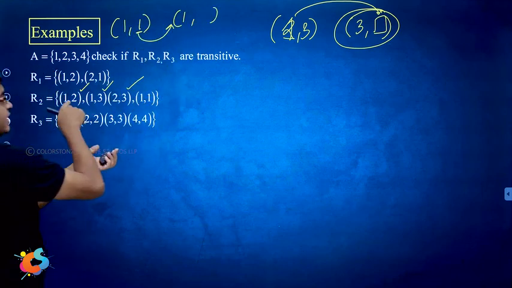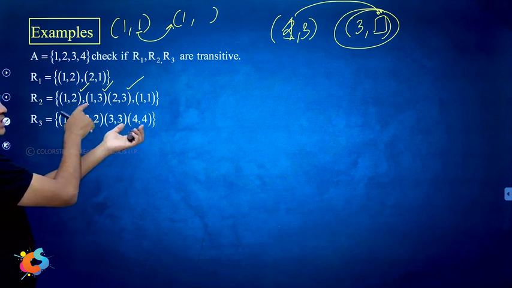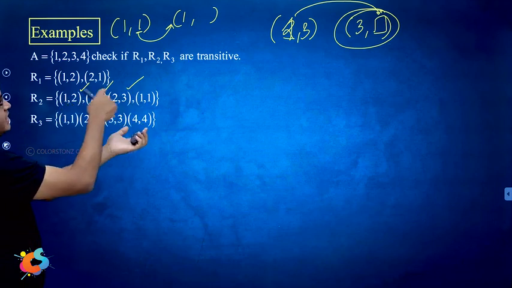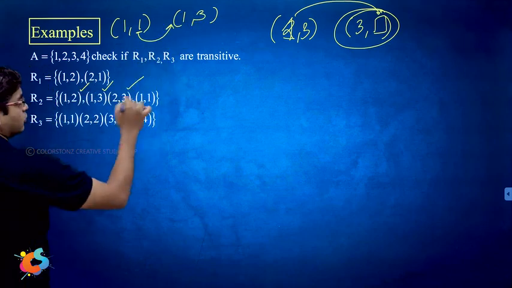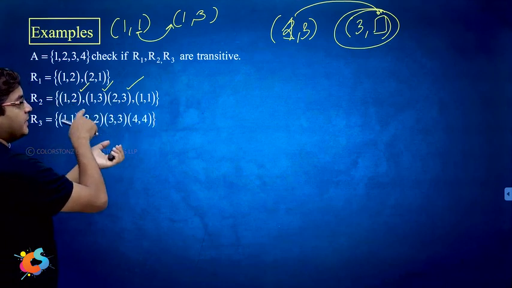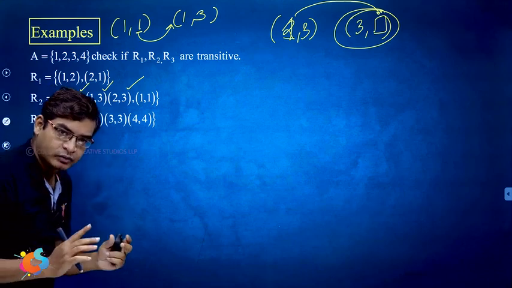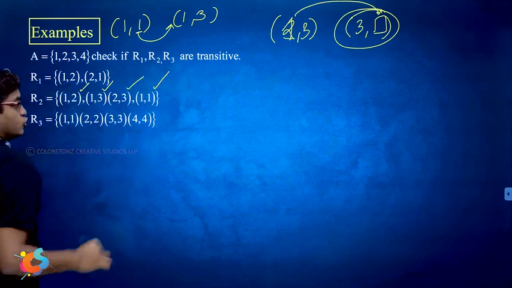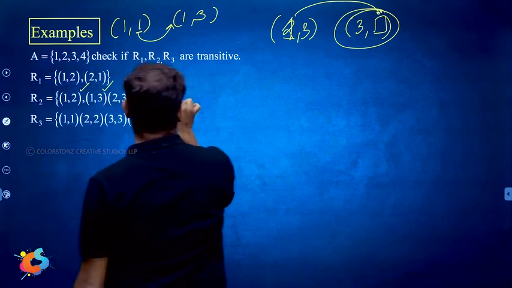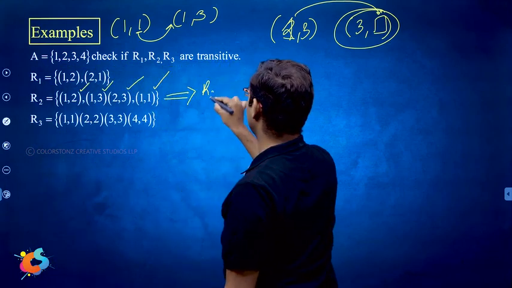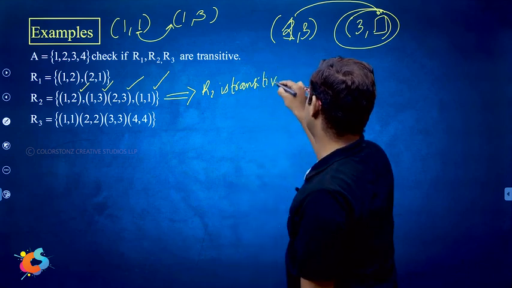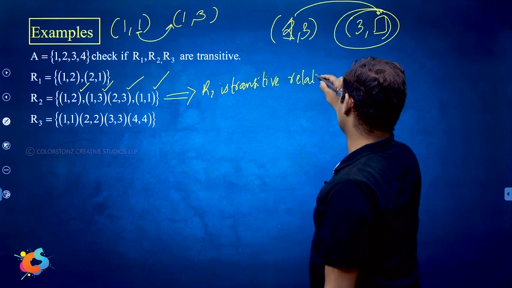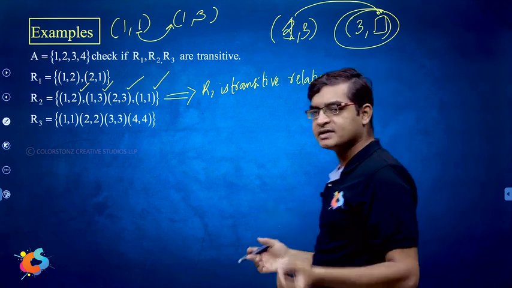Here (1, 2) is done. Is there any other ordered pair starting with 1? Yes. So (1, 1) is there, (1, 3) is there. (1, 3) should be there. It is there. Is any other ordered pair starting with 1? No. So you have checked with all the ordered pairs starting with 1. Nowhere is the rule breaking, so put a tick mark. Because you got all the tick marks, R2 is a transitive relation. So this is how you should check.